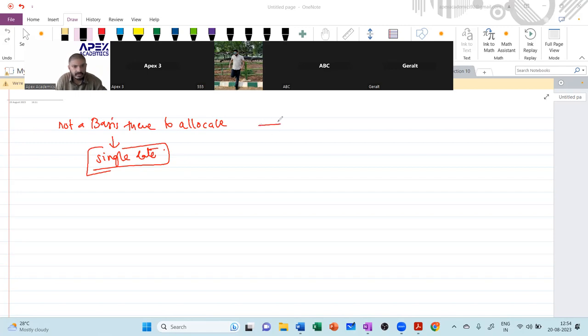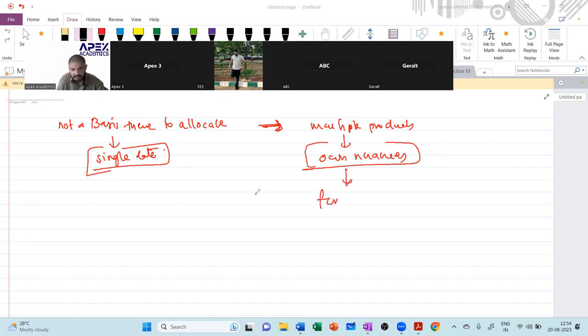Next, what I'm saying is, where there are multiple products, they will have their own nuances. You cannot force them to use a blanket rate. They will then use it based on individual cost drivers.